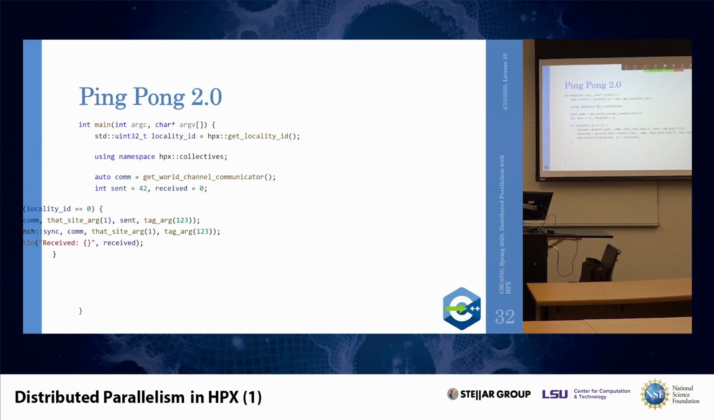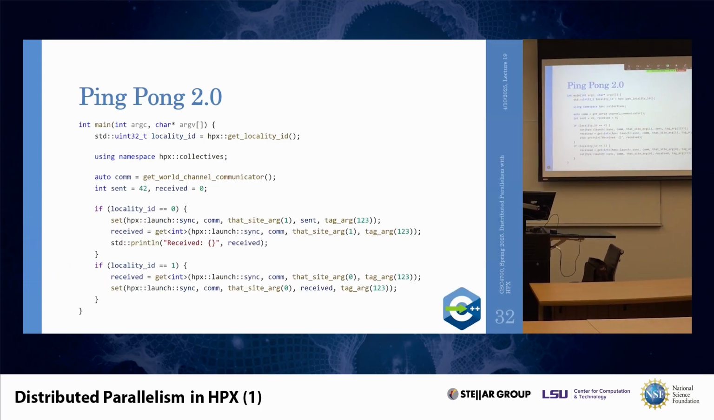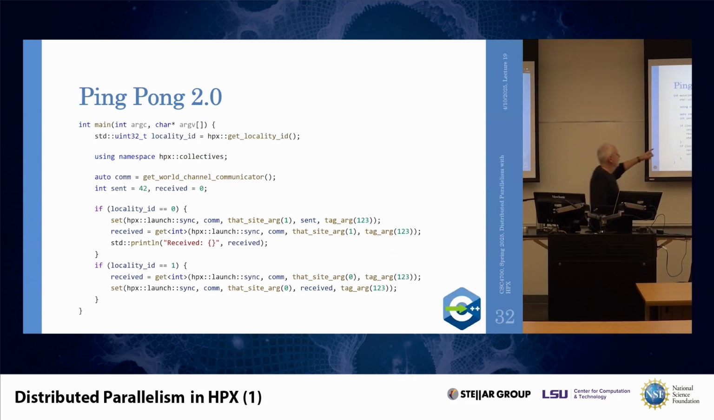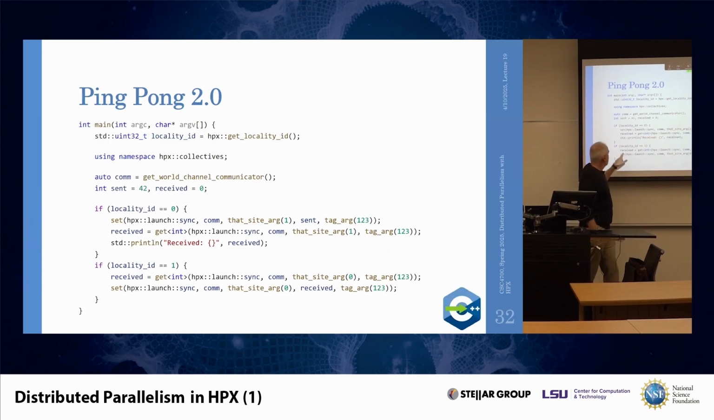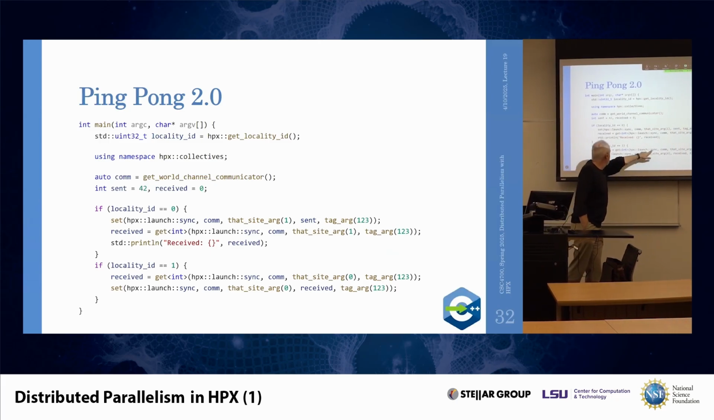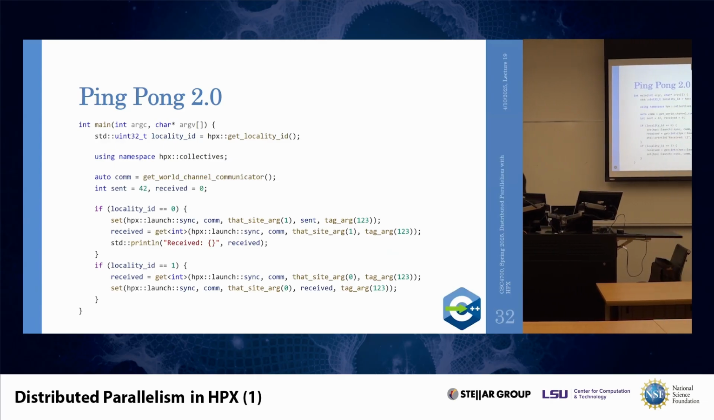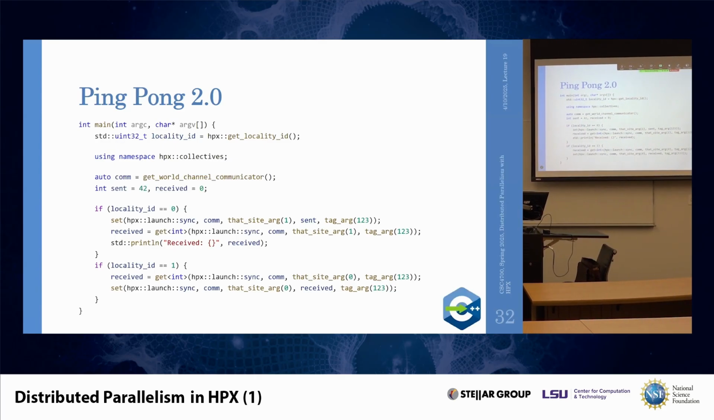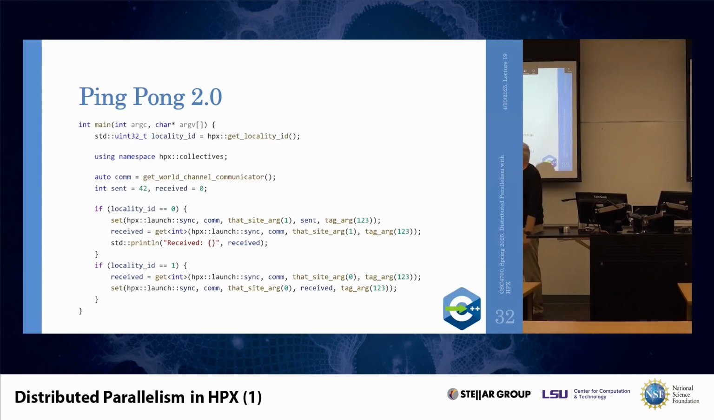Well, on locality 0, we do one thing, and on locality 1, we do another thing. On locality 0, we just send the value over and wait for the value to come back. And on locality 1, we wait for the value to come in and send it back. And this time it will work. Please note that I'm using the same locality for the send and the receive operation for both localities, because locality 0 communicates only with the other one, sends it first and then receives it.